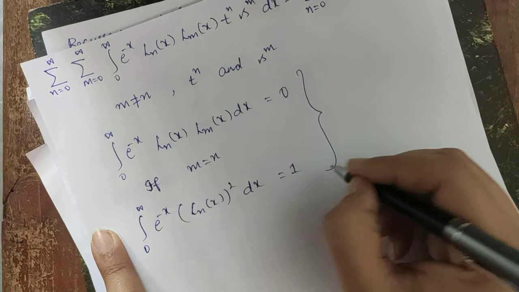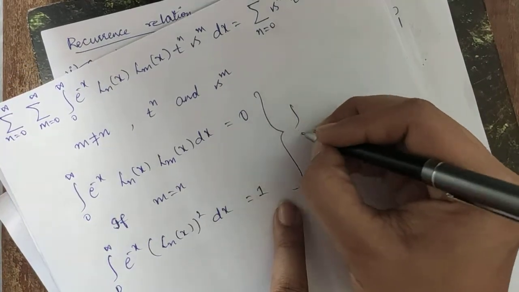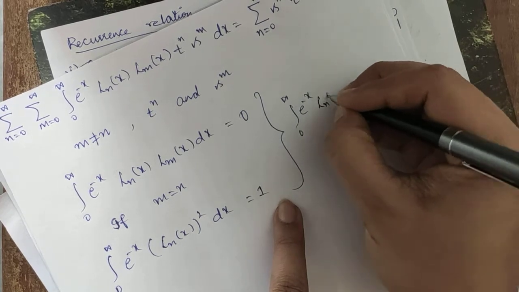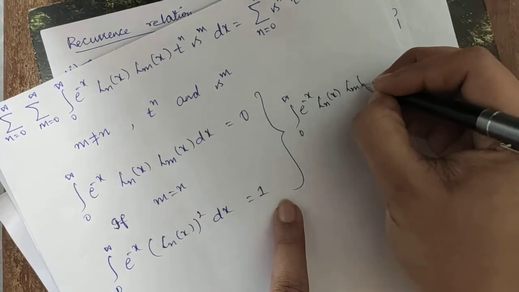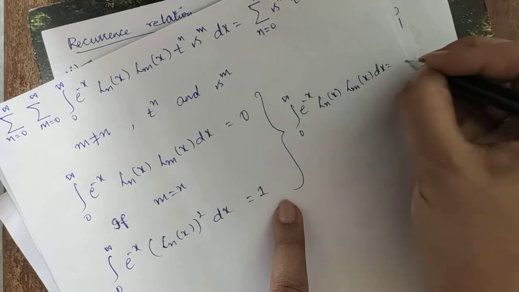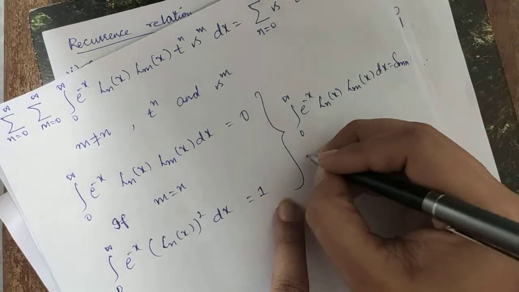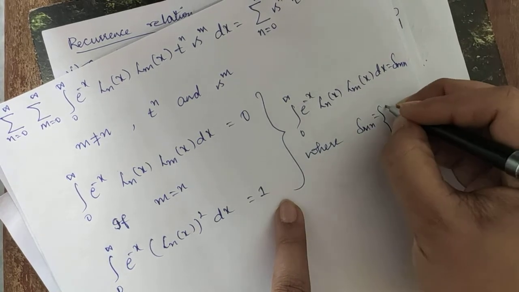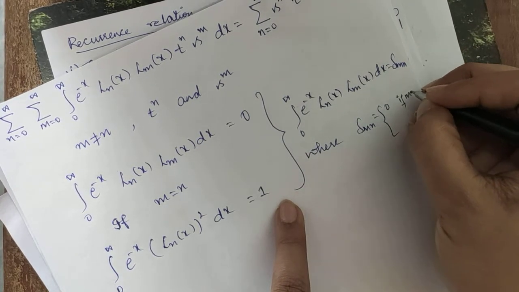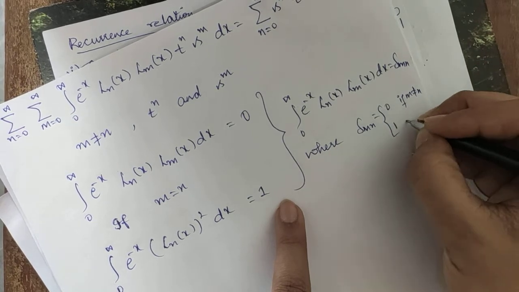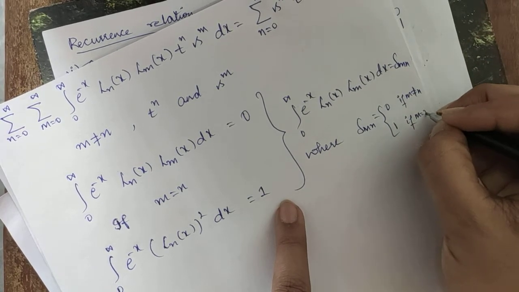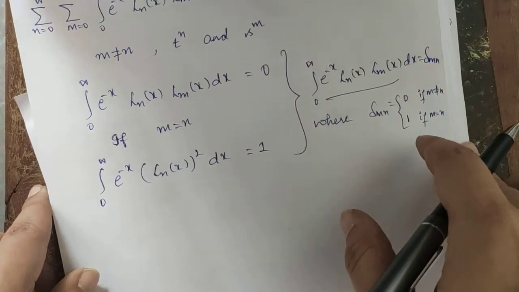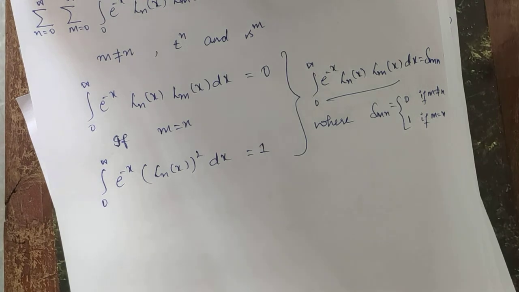So we can write these two as integral 0 to infinity e power minus x into Ln of x Lm of x dx is equal to delta mn, where delta mn will be 0 if m is not equal to n and 1 if m is equal to n. This is nothing but your orthogonal property of Laguerre polynomial. Thank you.